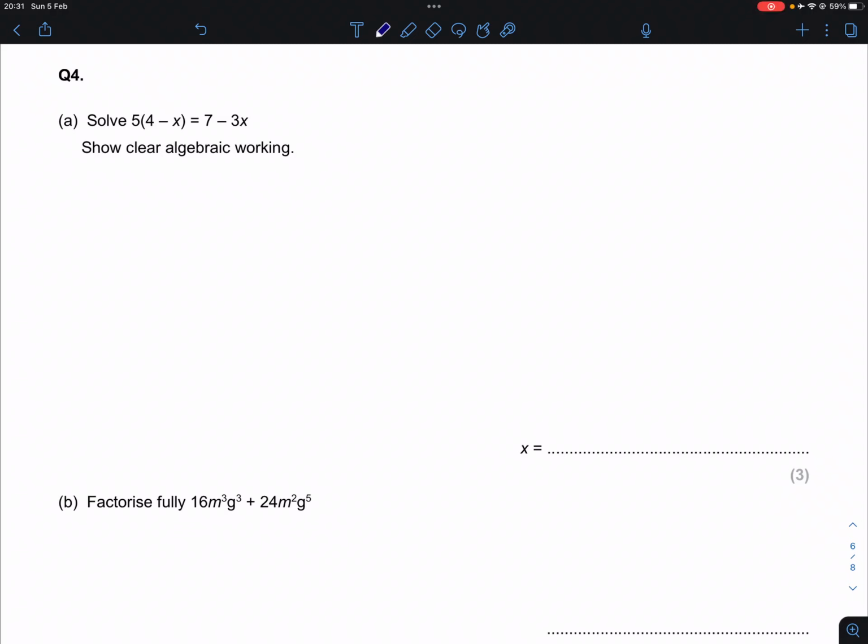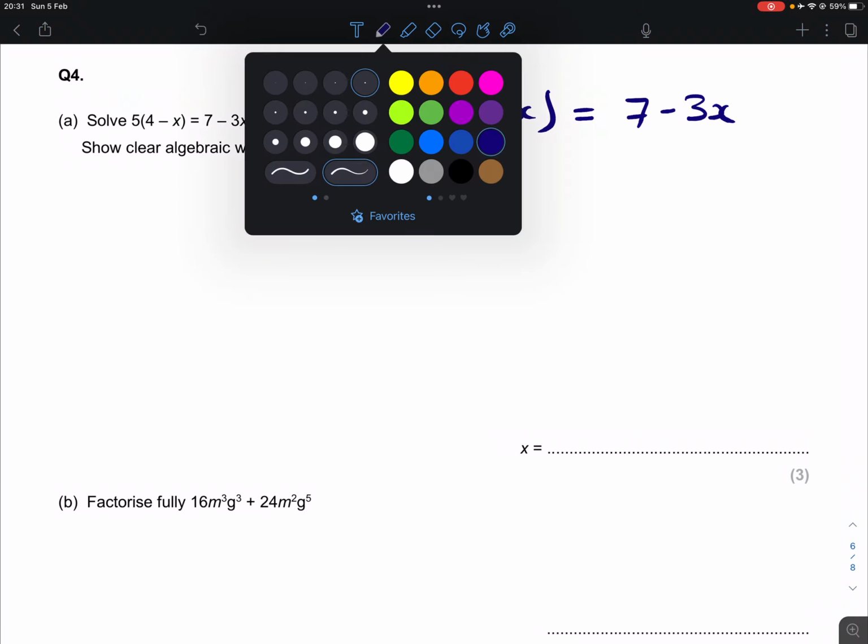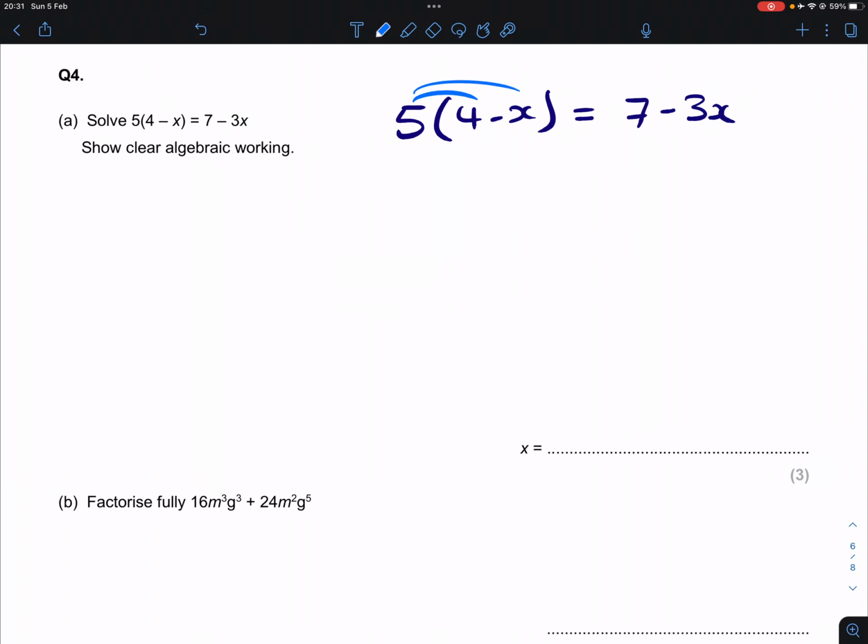Question 4, part A. Solve 5(4 − x) = 7 − 3x. First thing we're going to need to deal with here is the brackets. Break them out. 5 times 4 will give us 20. 5 times negative x will give us minus 5x. Next step, we want all the letters on one side.